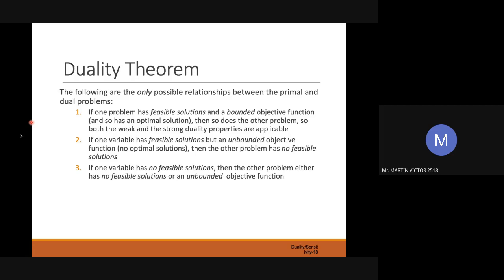Now, if one problem has a feasible solution but an unbounded objective function, that means there will be no optimal solution, then the other problem has no feasible solution. Please see, these are some of the defaults that we have to memorize and keep in our mind, because the theorem is something we have to write as such. Then if one problem has no feasible solution, then the other problem either has no feasible solution or an unbounded objective function. So this is our third situation.